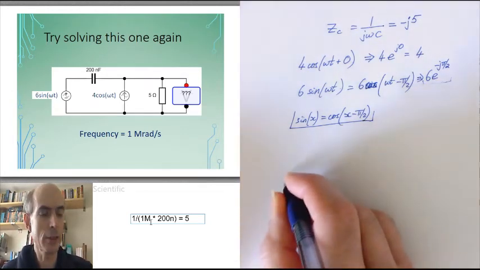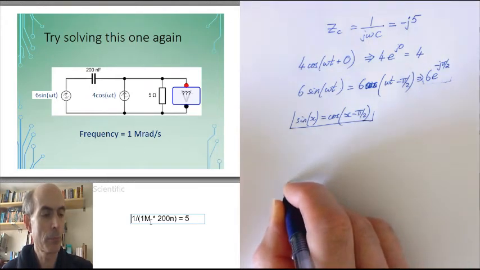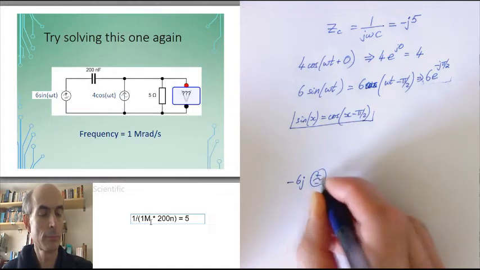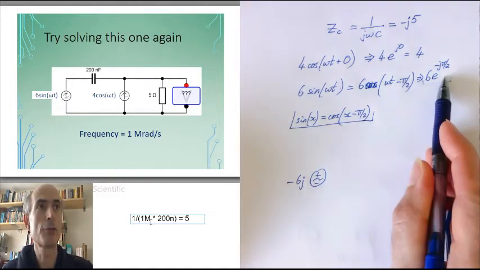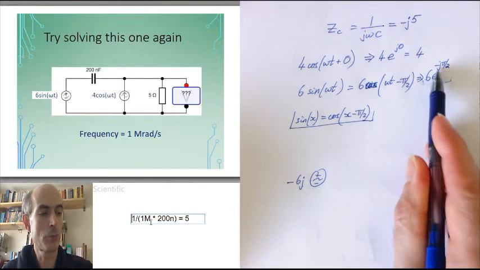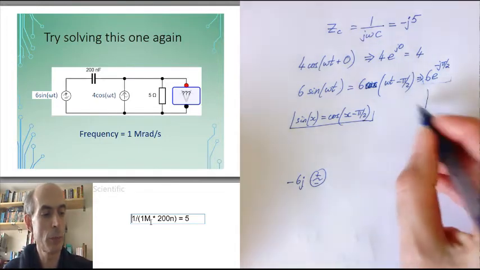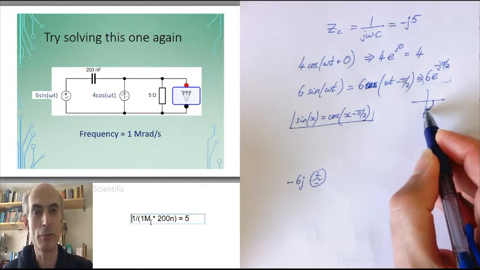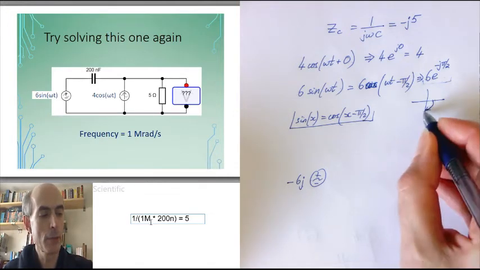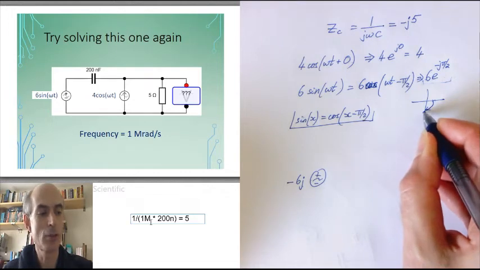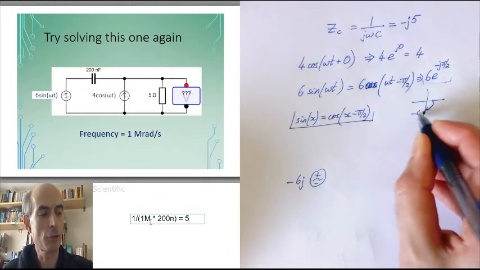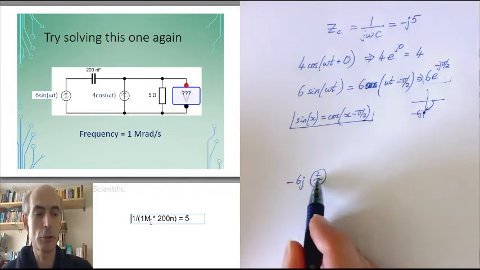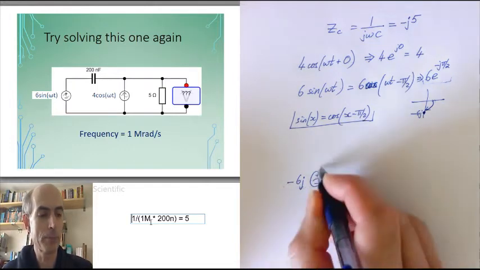That means that the circuit now looks like this. Minus 6j. That's just another way of writing this. The phase angle is minus pi over 2, which means on an Argand diagram it's going to be pi over 2 in the negative or clockwise direction. That gets us down there, 90 degrees. That point there is just at minus 6j. So the phasor representation of our voltage source is minus 6j.